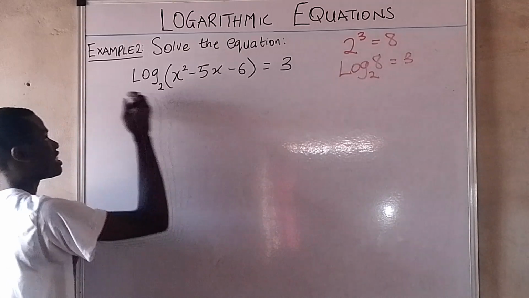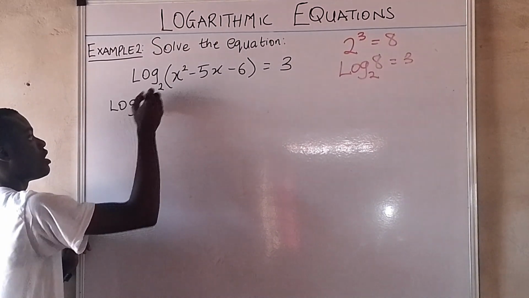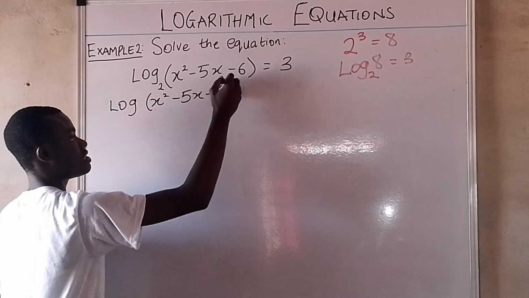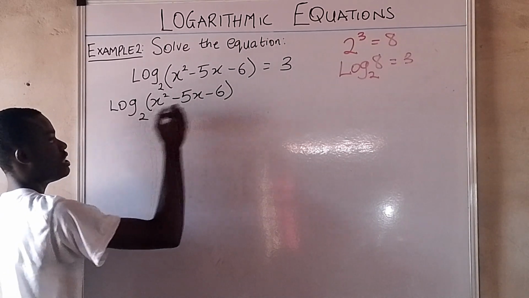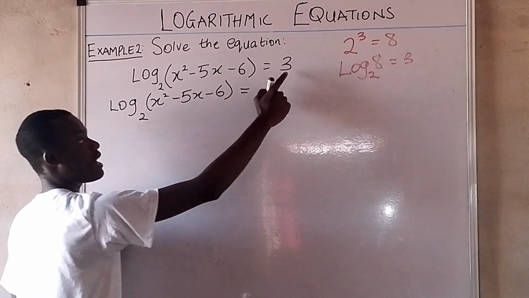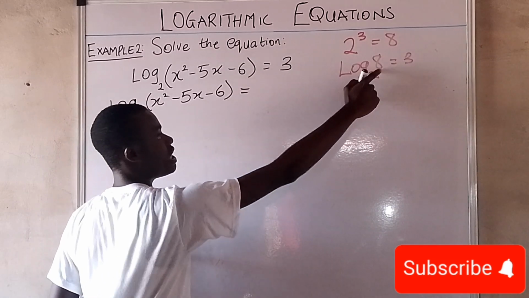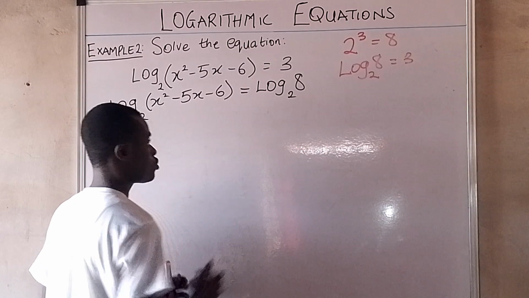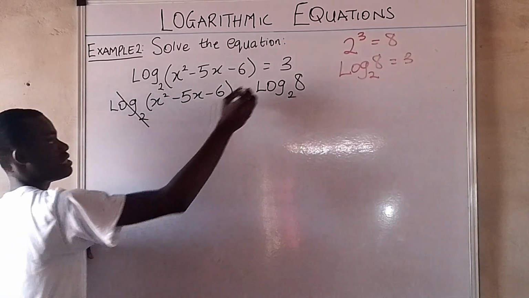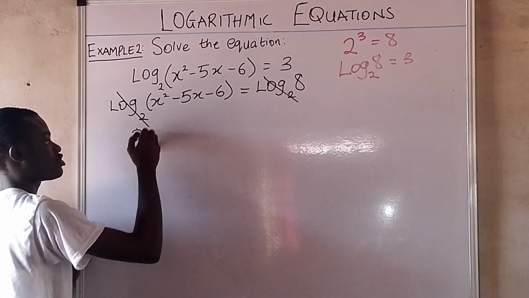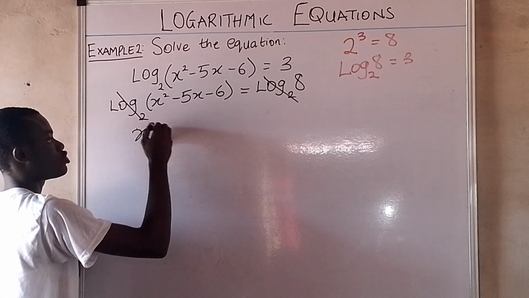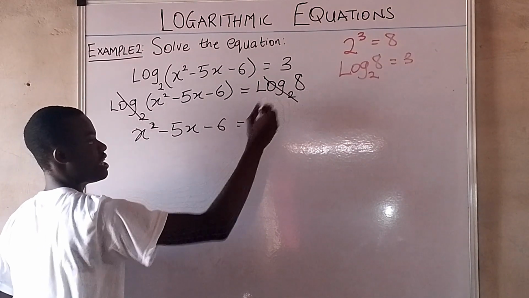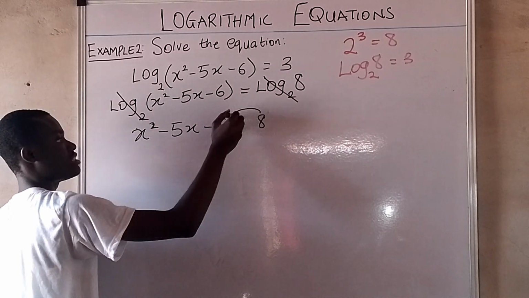So therefore I can write this expression as log of x squared minus 5x minus 6 to the base of 2 is equal to, now we're not going to write 3, rather we're going to write log 8 to the base of 2. Next, we are going to eliminate the bases. I now have it as x squared minus 5x minus 6 is equal to 8 on this other side. So I'll take this 8 to this other side.